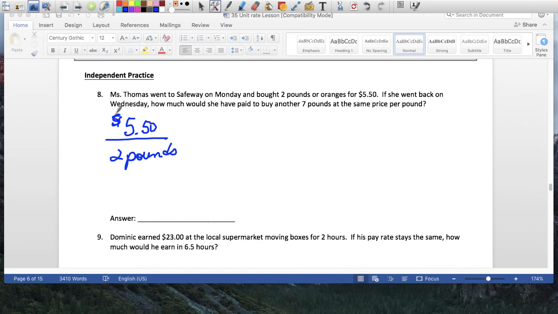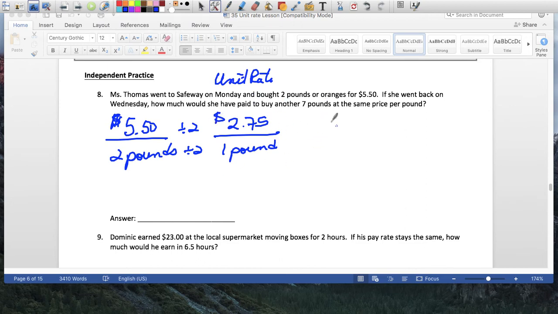So I'd like you to find the unit rate first. And to find the unit rate, we are comparing to 1 pound, right? So it's $5.50 for 2 pounds, so for 1 pound, let's divide this by 2. And we're going to get $2.75 per pound. Now that I have the unit rate, it's much easier for me to calculate anything. And what we need to calculate is how much 7 pounds cost.